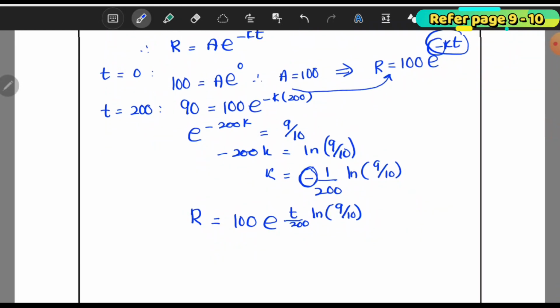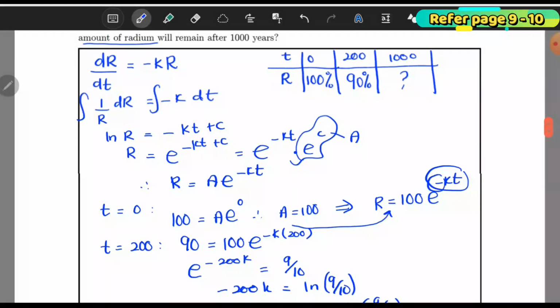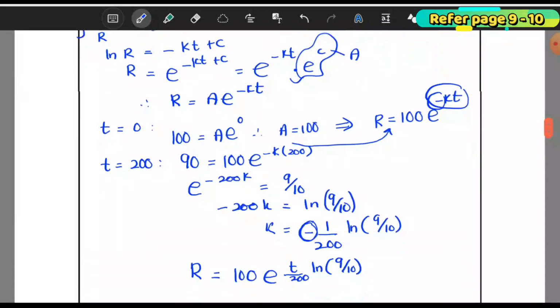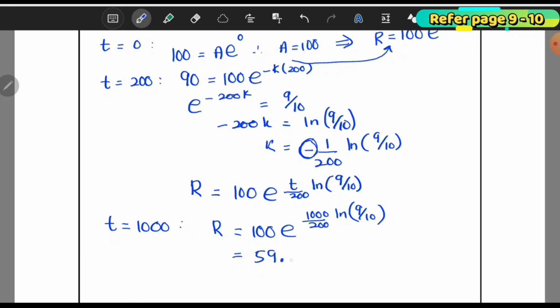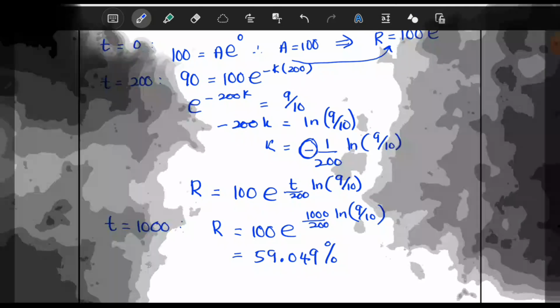Okay. Back to the question. We need to find the percentage remains after 1000 years. So when t is 1000, we have r equal to 100 exponent 1000 over 200 ln 9 over 10. And you can use your calculator to get the answer, and we will get 59.049%. Okay.